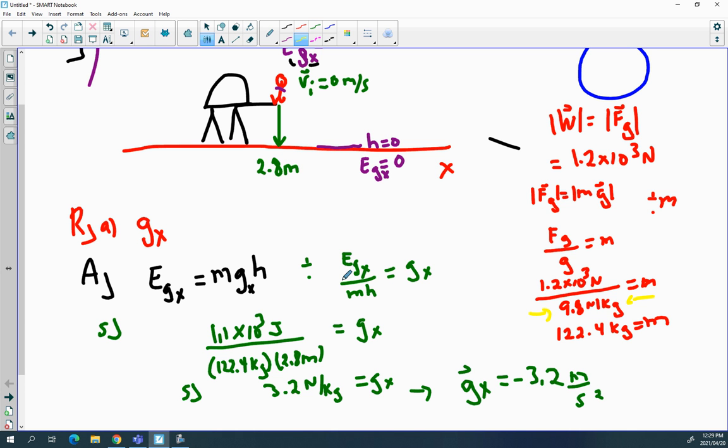You may remember, or may not, in class a while ago, I said that these were mathematically equivalent, newtons per kilogram and meters per second squared. So there we have it. We have calculated the gravitational field strength on planet X.